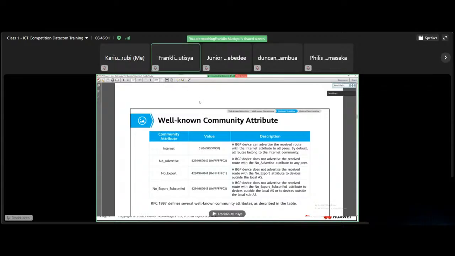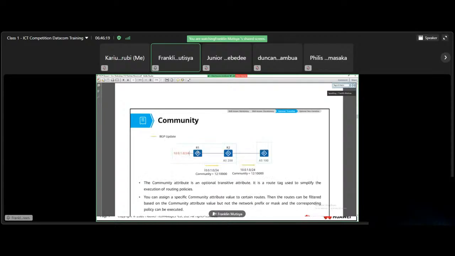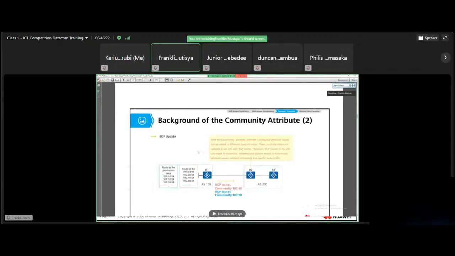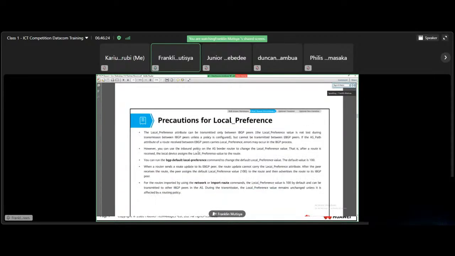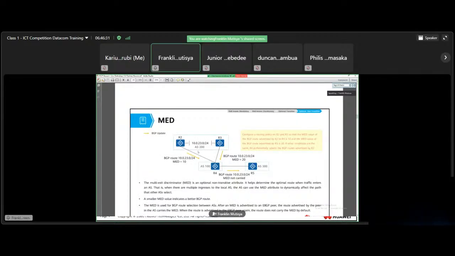Those are the community attributes. Then we have MED. MED stands for multi-exit discriminator. It's an optional non-transitive attribute. It helps in determining the optimal route when traffic enters an autonomous system. So this one is used during entry, and then the other one is called local preference. We use local preference when traffic is leaving. So local preference is for traffic leaving. MED is for traffic coming into the autonomous system where we have multiple entry points. In other words, where we have dual-homed entry points.